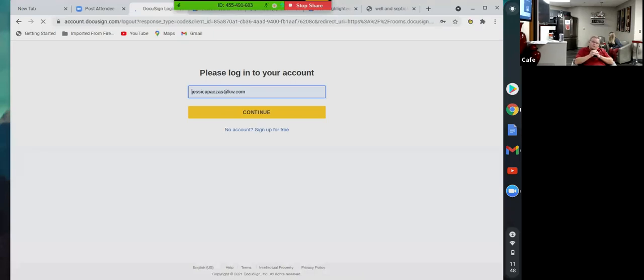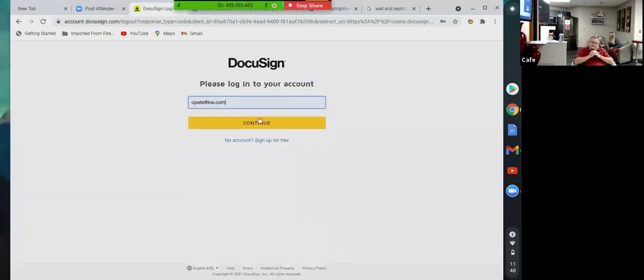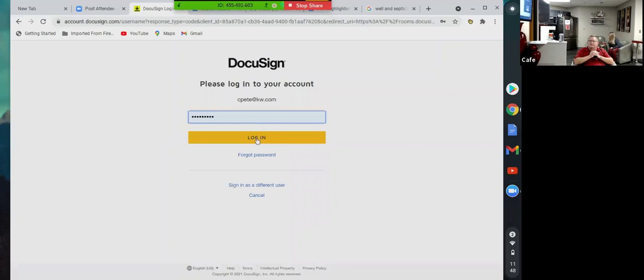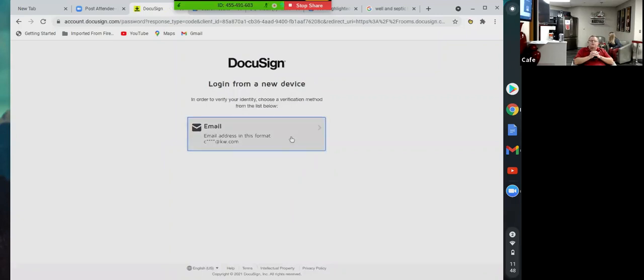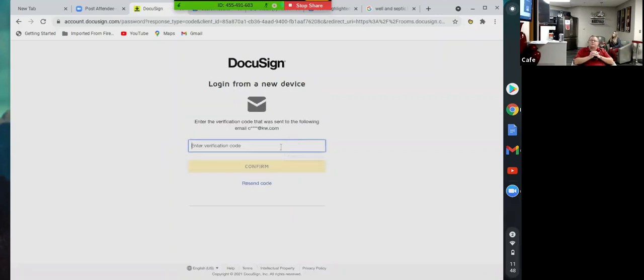It's a GMAR form and it gives you options. You're going to get an email. Is it an email or text? It should be an email to your KW email.